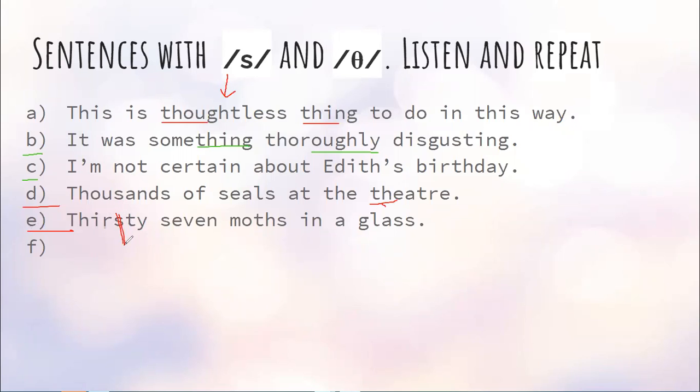37 moths in a glass. Careful with this, it's moths. Months. Moths. 37 months in a glass. 37 moths in a glass. Moths. Moth. It's strange. Moths.